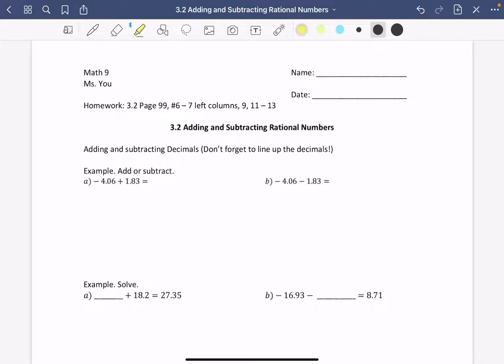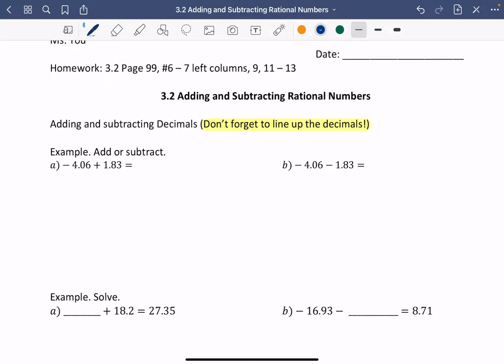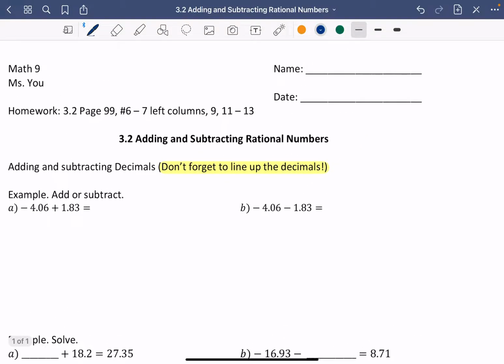Hello everyone, today we'll be going over section 3.2, adding and subtracting rational numbers. So to add or subtract rational decimals, you will need to line up the decimal point. Okay, so let's start with our first example. Negative 4.06 plus 1.83. So if you don't remember how to do this, let's recall from the integer review.